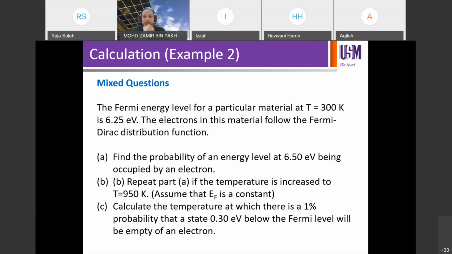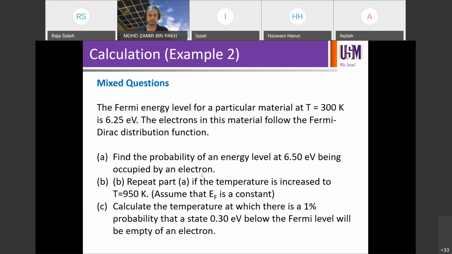So look at that final statement: will be empty of an electron, right? So are we using Fe in this case? Are we using Fe or 1 minus Fe? Empty of an electron. A hole is a vacancy of an electron, right? So it's the reverse. Okay, 1 minus Fe. So make sure you translate everything correctly.